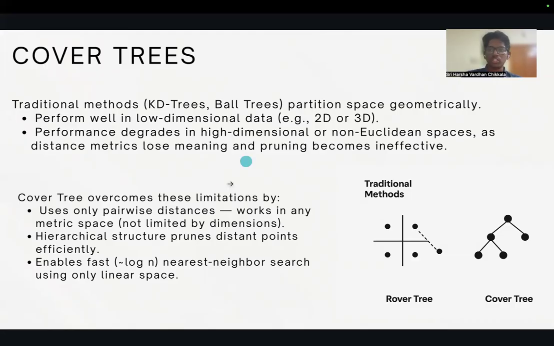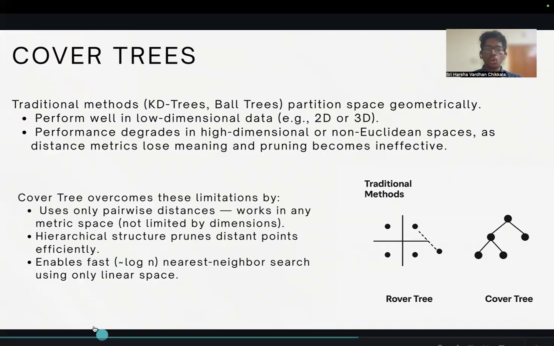And then here comes the concept of the cover tree. The cover tree overcomes these limitations by using only pairwise distances, and it works in any dimension, not only three dimensions. It provides efficient answers and efficient time complexities. It also enables fast nearest neighbor search using only linear space, with approximately log n time complexity for searching, inserting and deleting, whereas other traditional methods would take computationally high complexity for higher dimensional data.